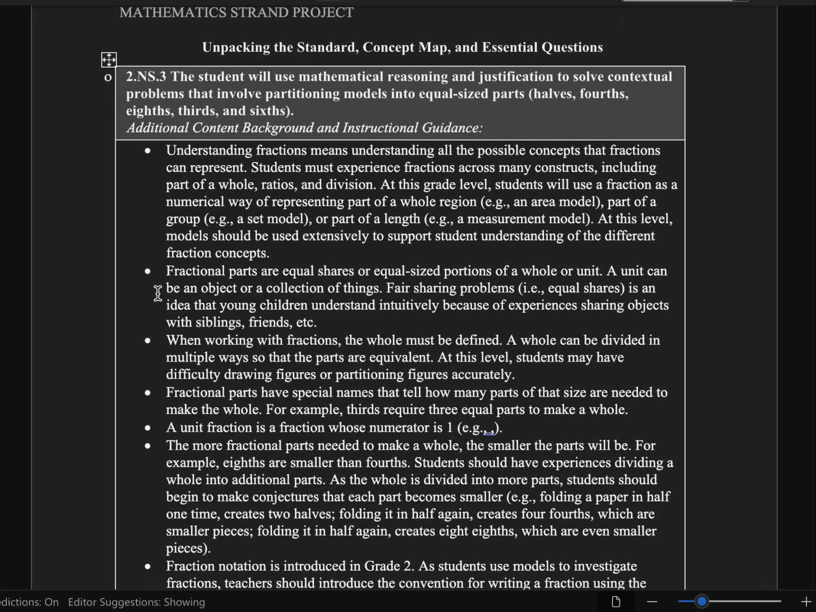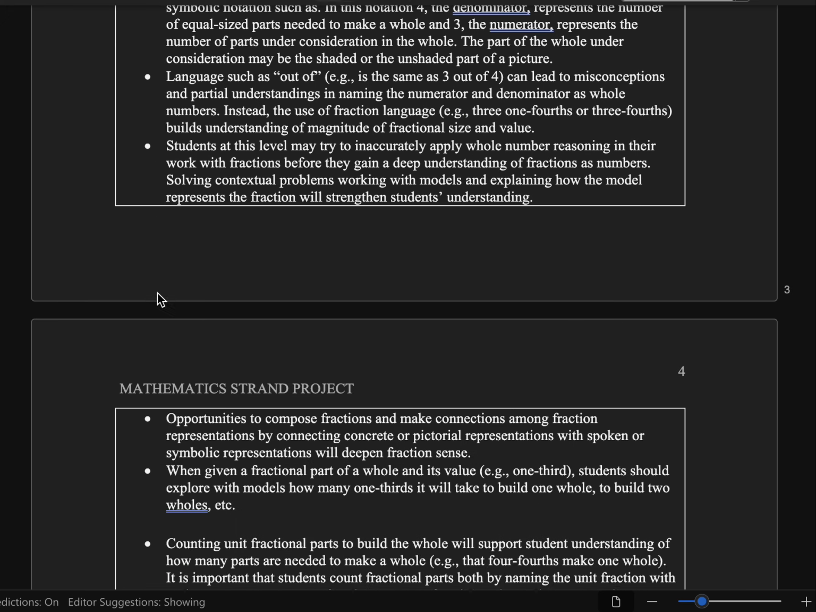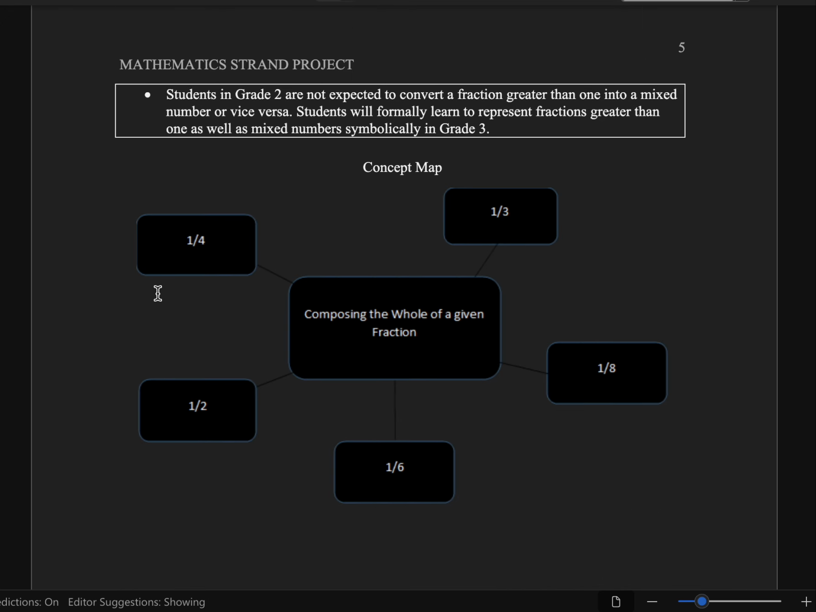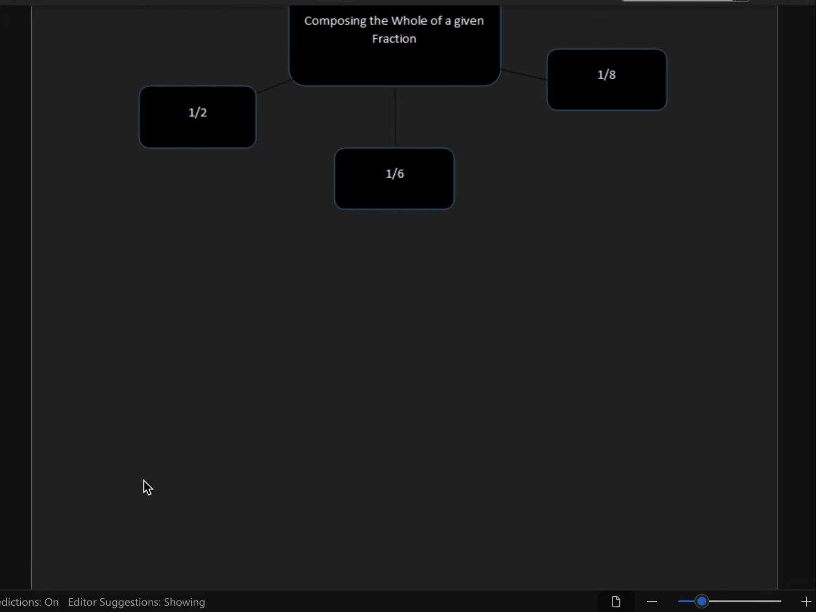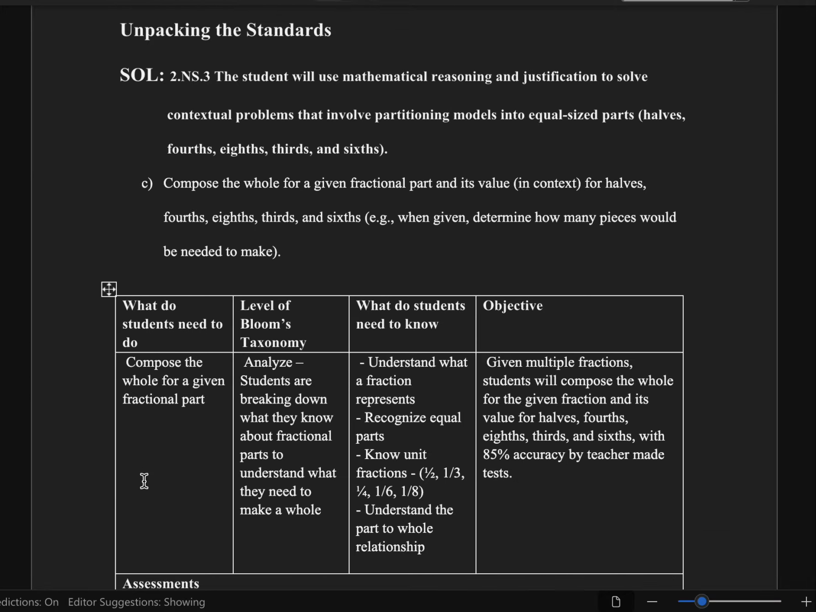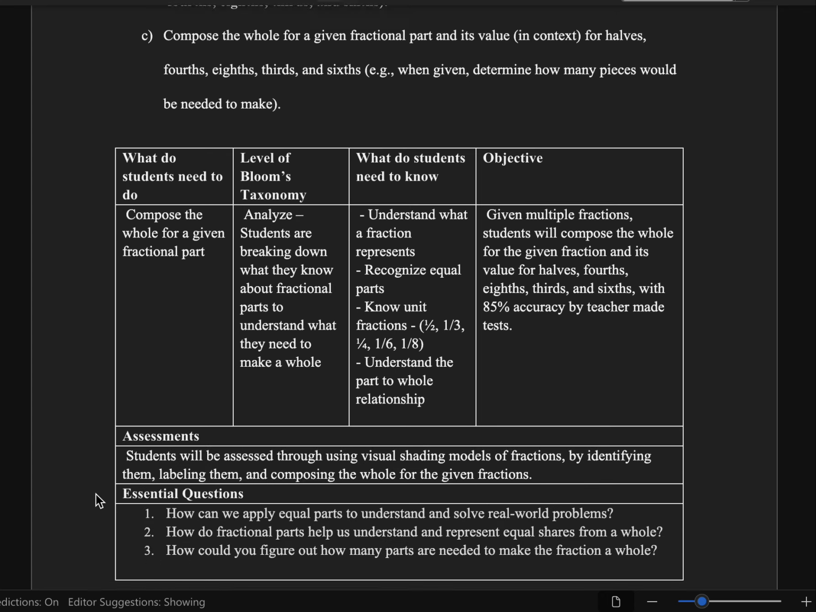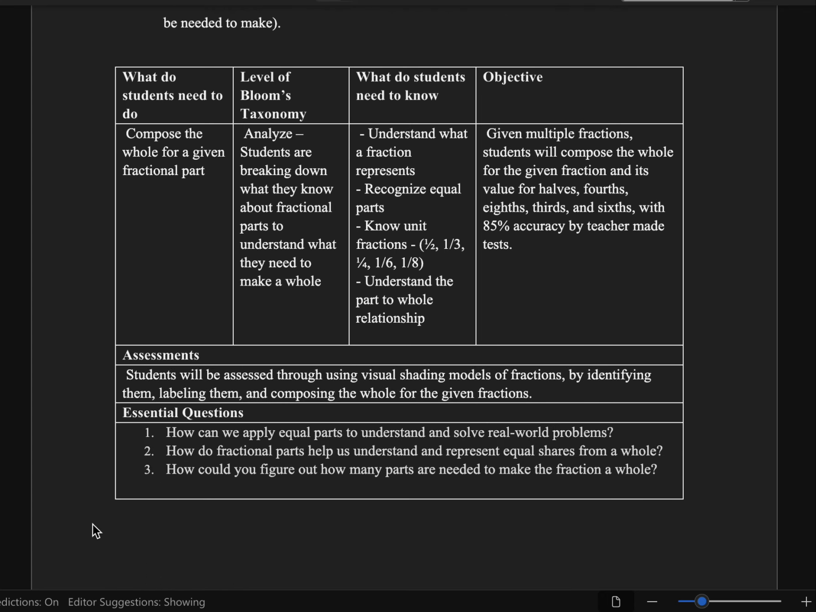So for unpacking standards, this is just what comes from the SOL website. I'm not going to go into it because it's a lot. But then there's the concept map of just showing that they're composing the whole of each of those different given fractions. And then for unpacking standard, it's the same standard, obviously. And then the students will need to compose the whole for the given fractions.